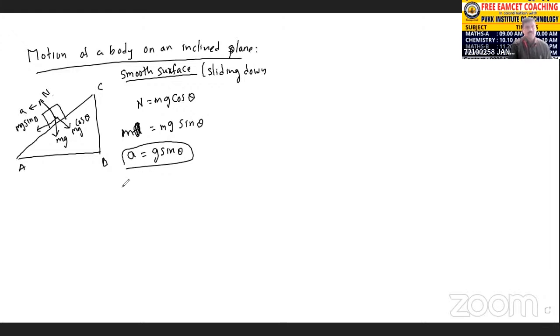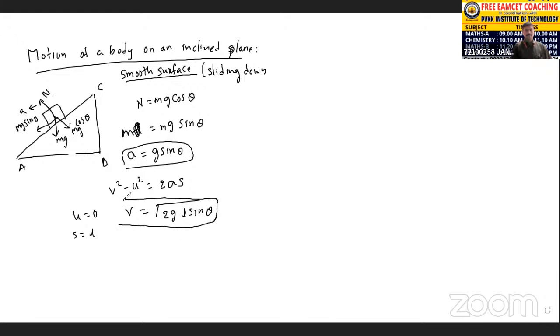We know that v square minus u square is equal to 2as. Using this formula, u is equal to 0. To find v, S is equal to L, where L is the distance. V is equal to root of 2gL sin theta. So this is the velocity.